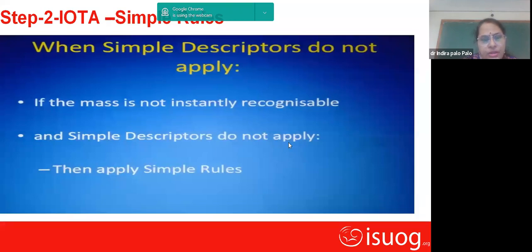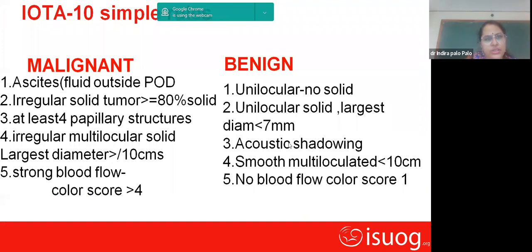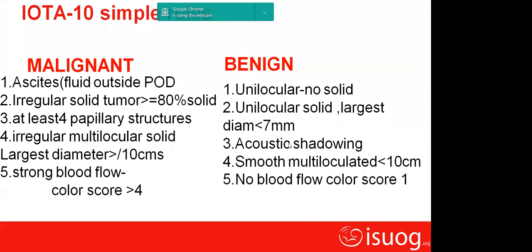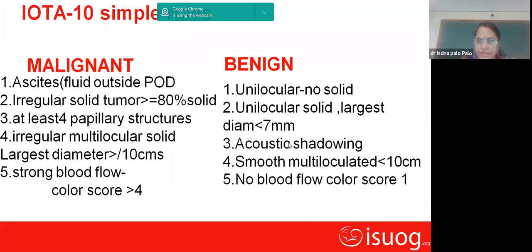If at all there is a mass on your ultrasonogram screen and it does not fit this type of simple descriptor, then you go to step 2. Step 2 is the IOTA simple rules. When simple descriptors do not apply, if the mass is not instantly recognizable, it is not an endometrioma, not a dermoid cyst, not a serous cystadenoma, not malignant, then you apply simple rules. So there are 10 simple rules, 5 malignant parameters and 5 benign parameters.